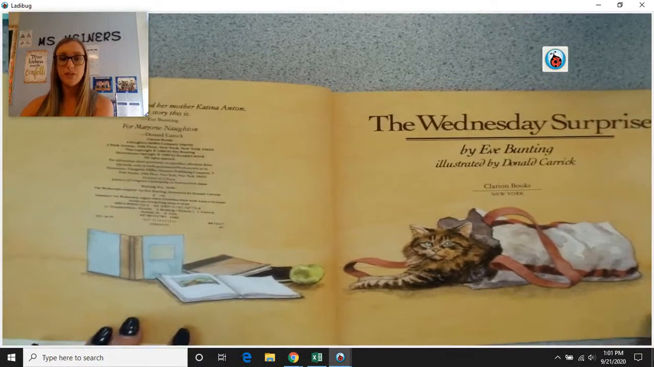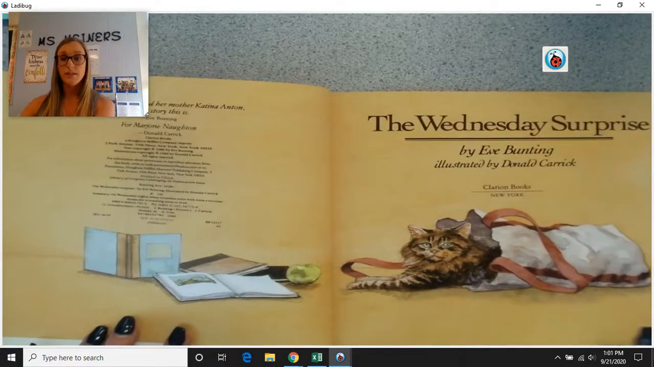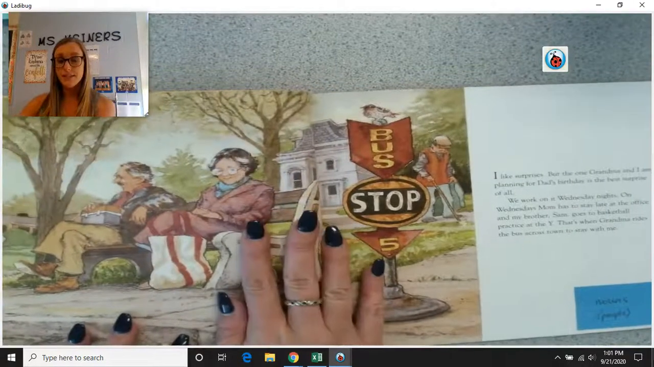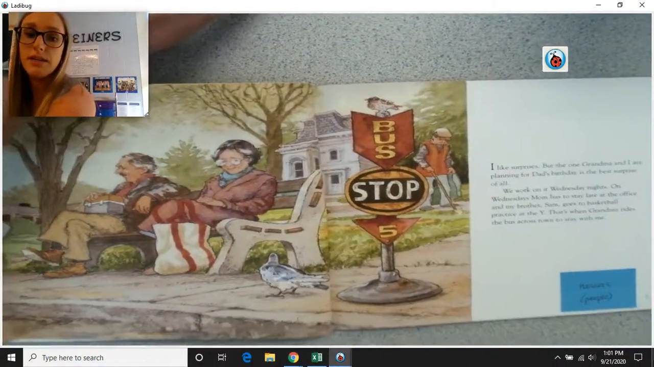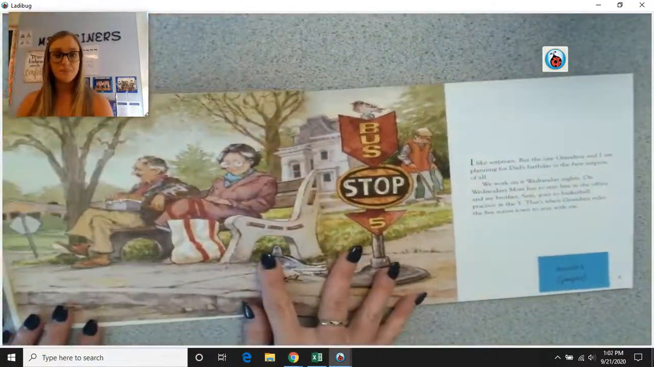Remember, we're taking a close look at our illustrations to make meaning of the characters, the setting, and the plot. Let me go ahead and back this up a little bit.